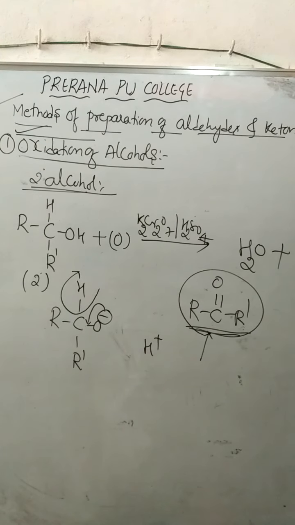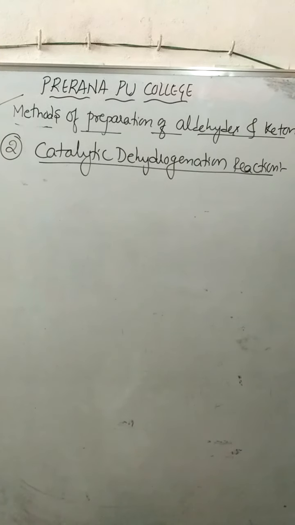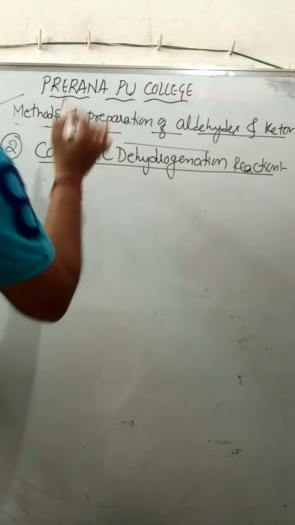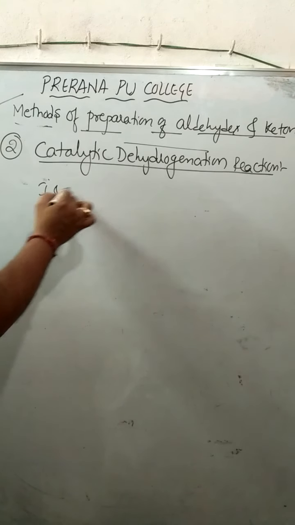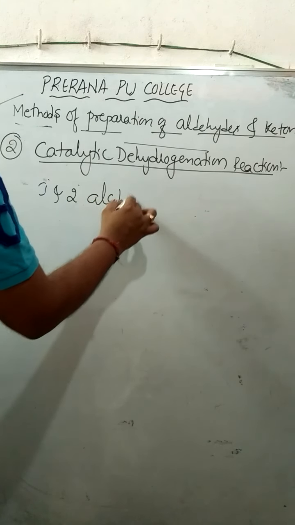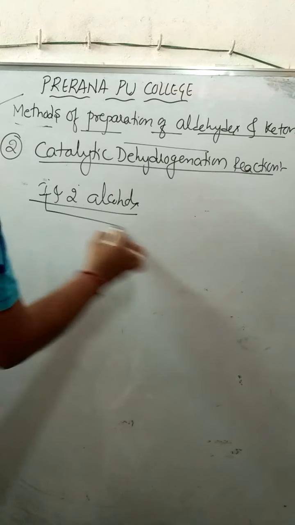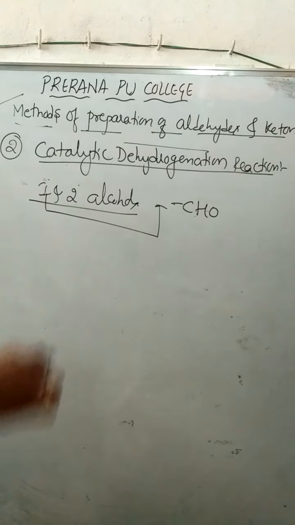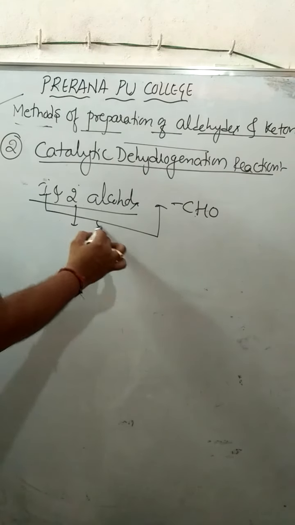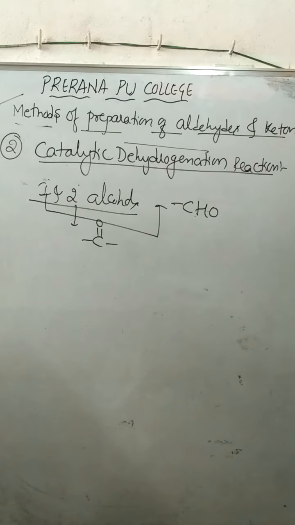Now let us discuss one more method for the preparation of aldehydes as well as ketones, which is known as the dehydrogenation reaction. When it comes to dehydrogenation or catalytic dehydrogenation, similarly in this case the reactants are primary as well as secondary alcohols, where primary alcohols upon dehydrogenation yield aldehyde as the major product, and the secondary alcohols upon dehydrogenation in the presence of a catalyst yield ketone as the major product.